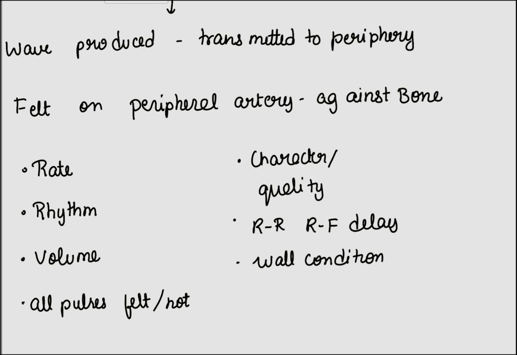So when you describe a pulse, you have to describe it as a rate, rhythm, volume, all pulses felt or not, character, radio-radial, radio-femoral delay, and the wall condition.